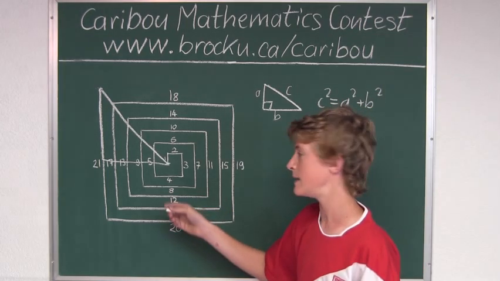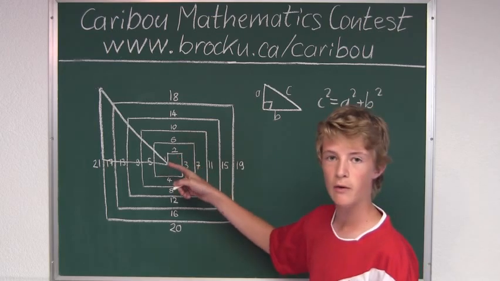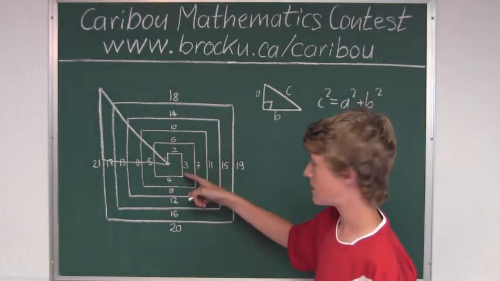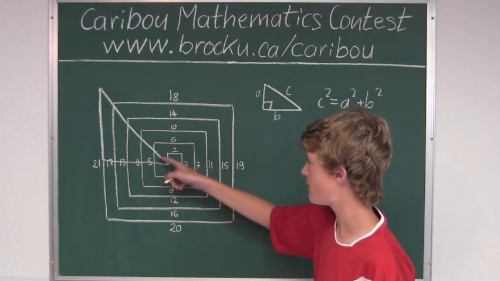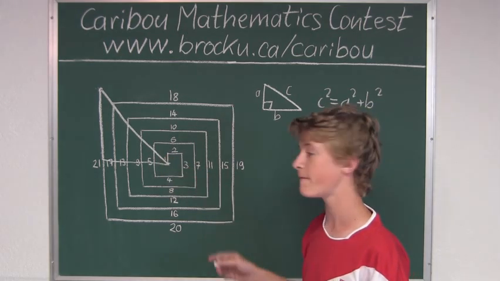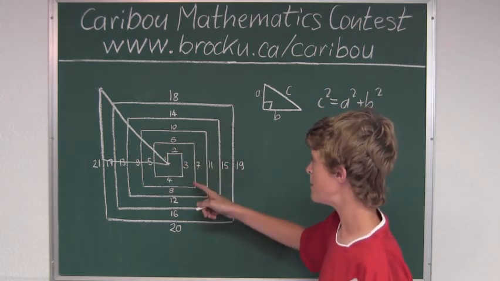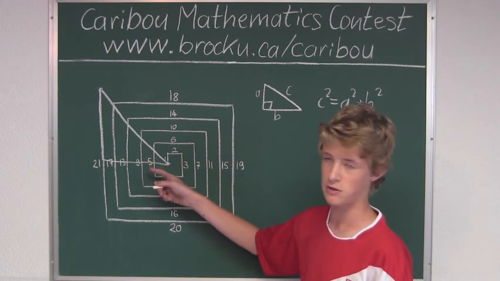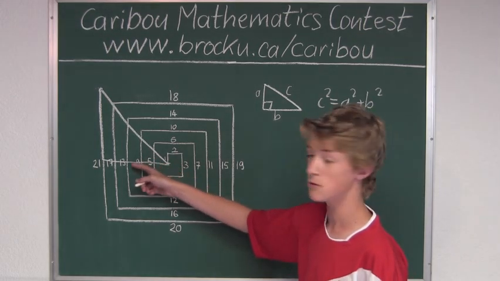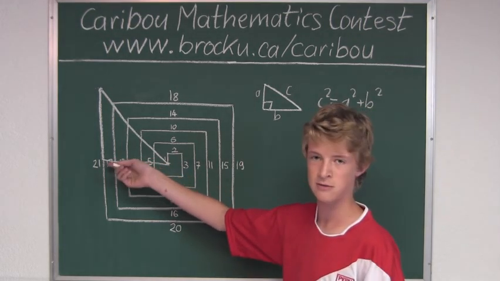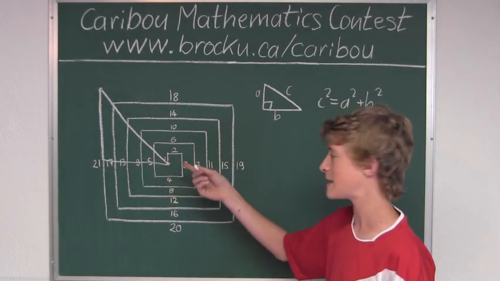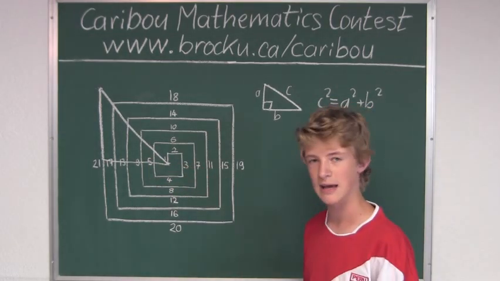So now we have to find out B. So we know if we go 2 right and 4 to the left, this little difference will be 2. And we can also figure that out by going 6 right and 8 to the left, where it is also 2. So this is 2, this is 2, this is 2, this is 2, and that's 2. So 5 times 2 is 10. So B squared is 10 squared.